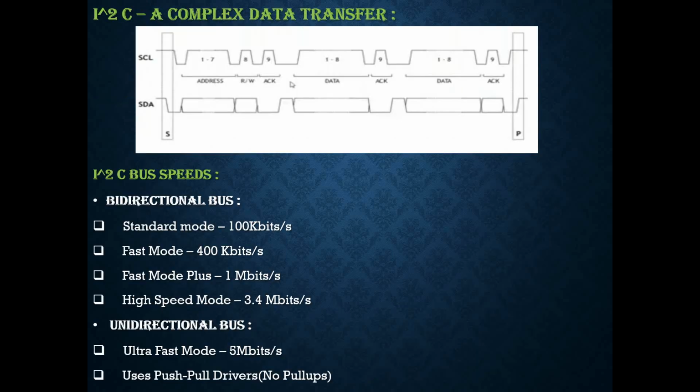Now a complex data transfer. The SCL and SDA are represented in the diagram. Bus speeds: there are two types, bidirectional bus and unidirectional bus. In the bidirectional bus, we have seen the modes: standard mode, fast mode, fast mode plus, and high speed mode. Compared with the others, high speed mode is very fast. Now the unidirectional bus has ultra fast mode, which uses push-pull drivers. In ultra fast mode, we have seen 4 Mb per second. This is comparatively very high compared to the bidirectional bus.